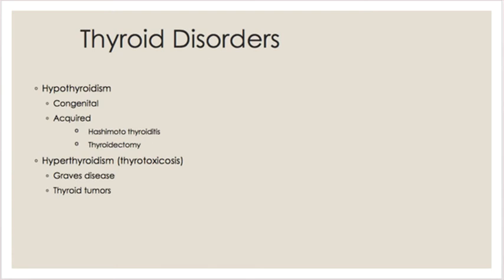Here's a list of some of the common thyroid disorders, right? There's hypothyroidism, which can either be congenital or acquired. Acquired could sometimes be Hashimoto thyroiditis or because of a thyroidectomy. And then there's hyperthyroidism or thyrotoxicosis. And some examples of this would be Graves' disease and thyroid tumors.